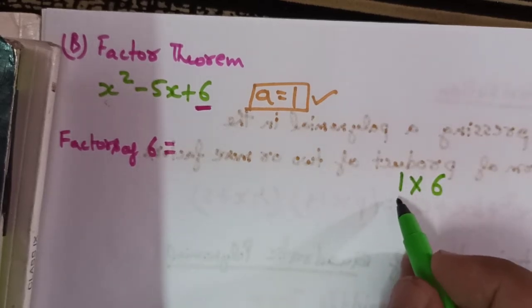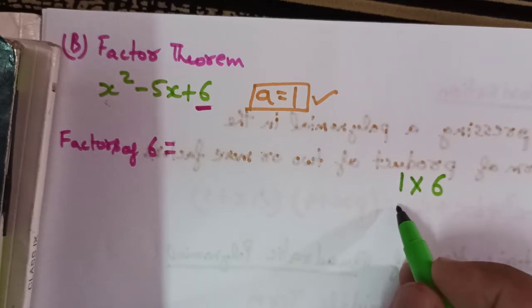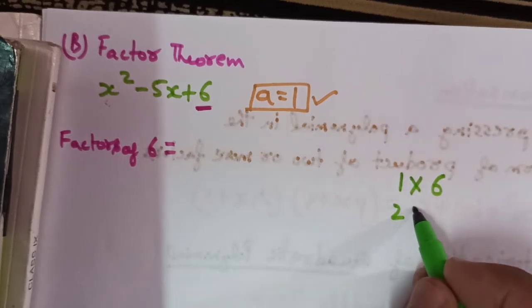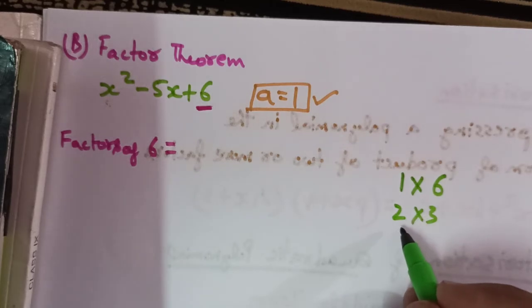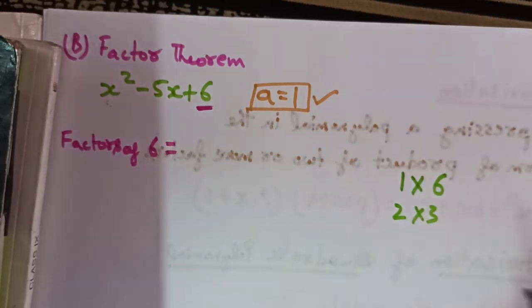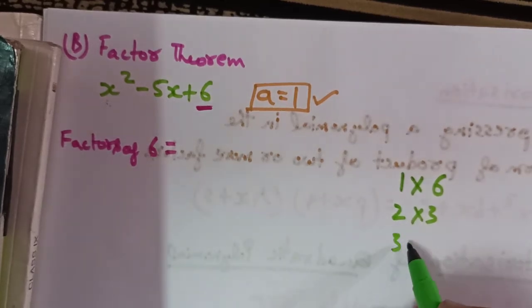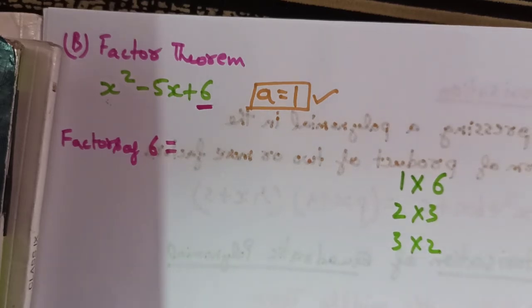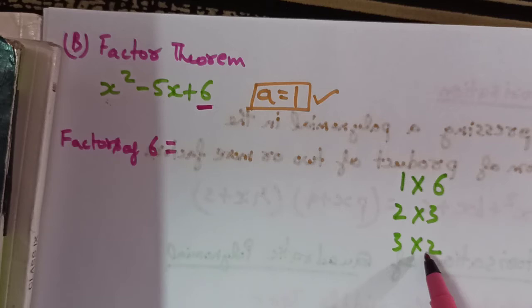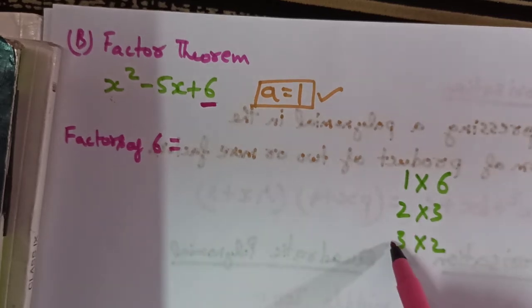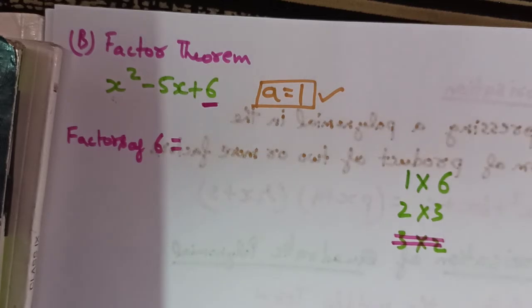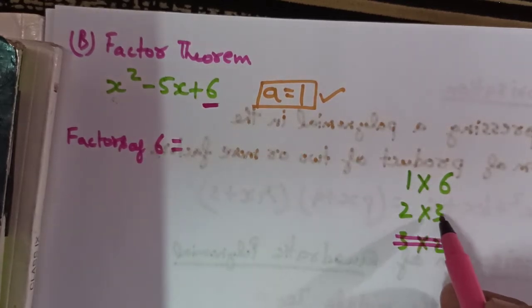Similarly, we will move to the next number. After 1 we have the next natural number, that is 2. So 2 when multiplied by 3 also gives 6. 2 threes are 6. Now the next number is 3. 3 times 2 is equal to 6. Now we can see here the factors are repeating, 2 and 3, 3 and 2. So we will stop here. We will not count this. So we have got the factors as 1, 2, 3 and 6.